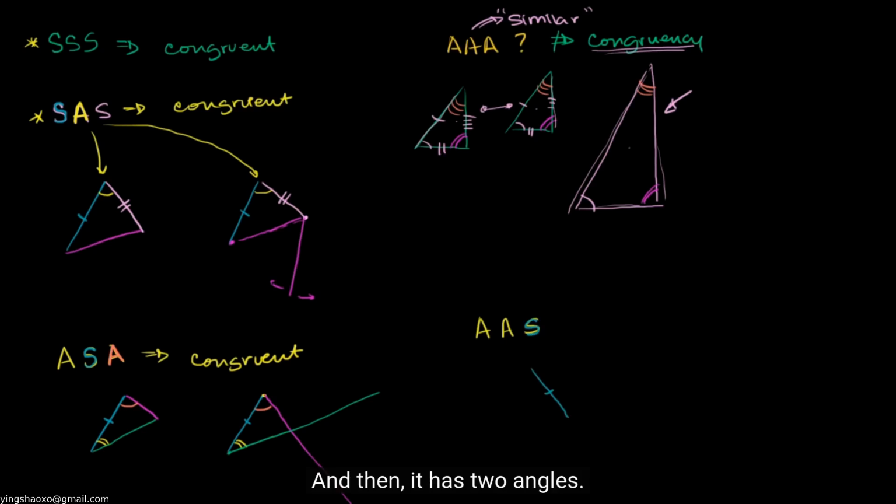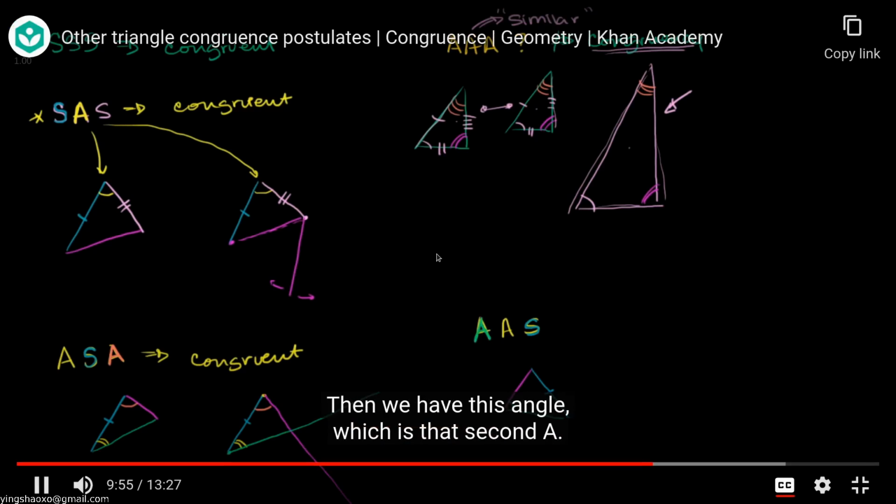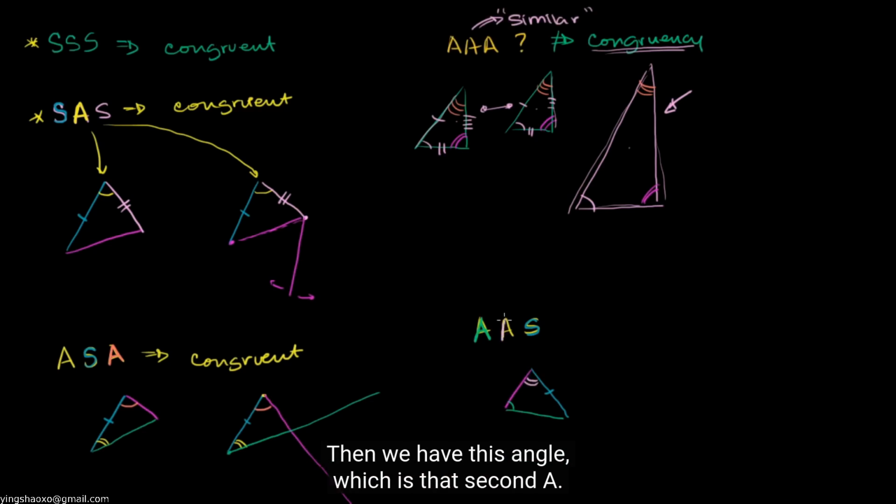And then it has two angles. And let me draw the other sides of this triangle. I'll draw one in magenta and then one in green. And there's two angles and then the side. So let's say you have this angle. You have that angle right over there, which we refer to as that first A. Then we have this angle, which is that second A.